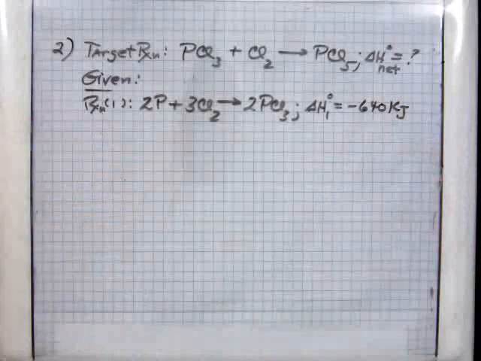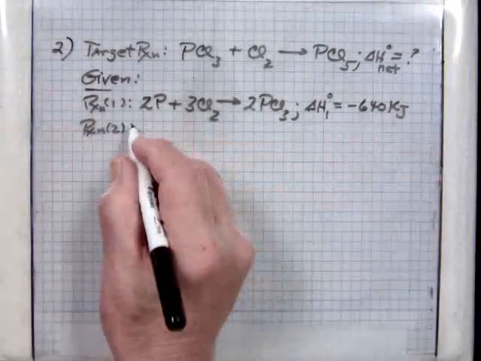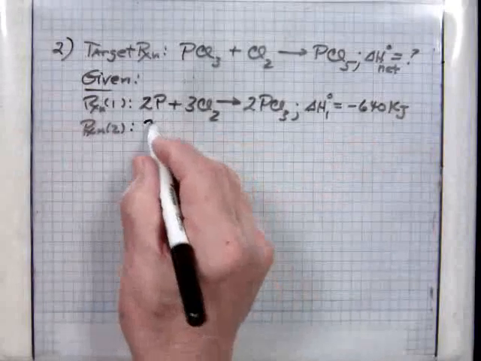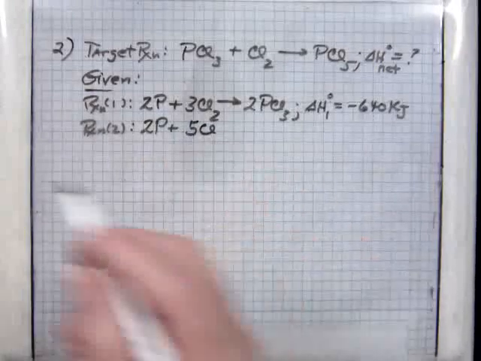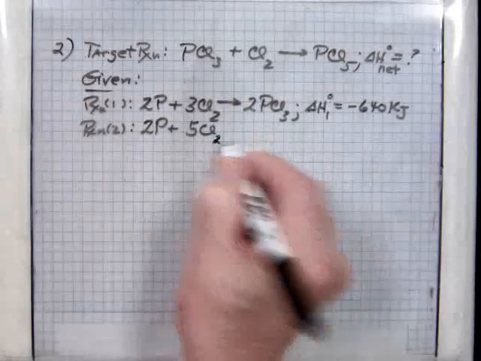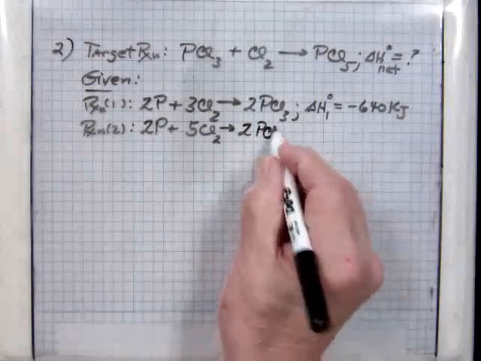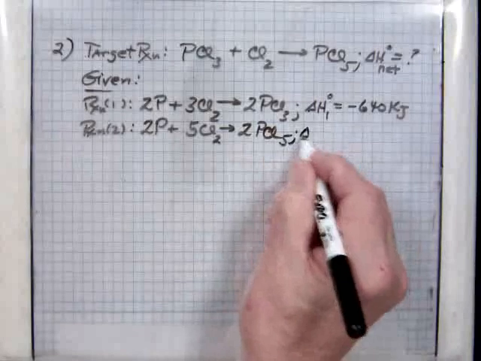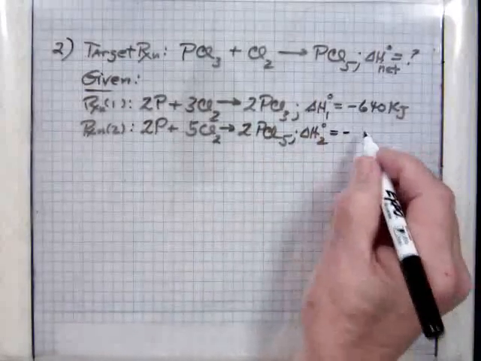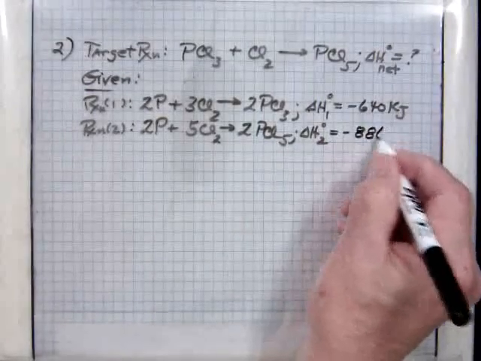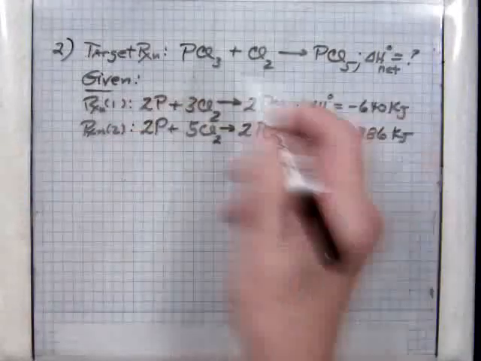right there. And we're given also for reaction 2 phosphorus plus 5 chlorines goes to 2 PCl5s, and delta H2 is equal to a minus 886 kilojoules. So we need the net reaction for the target reaction.